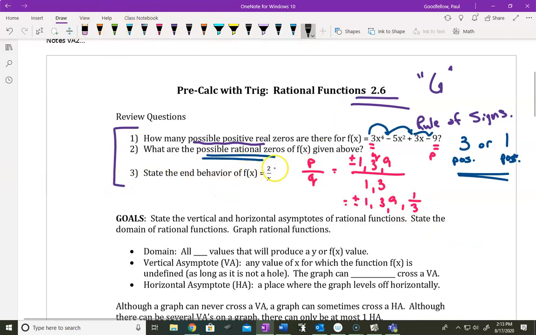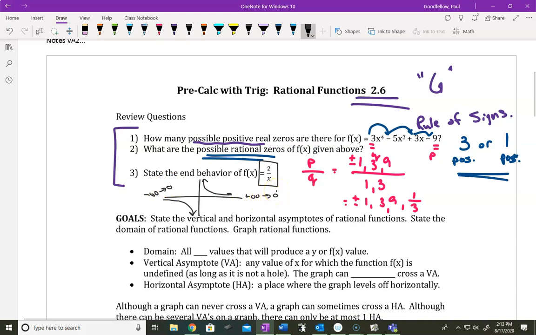End behavior for 2 over x. This is something we're going to be focused on for the next couple of sections, looking at what these graphs look like. The general shape that 2 over x would generate is a rational function that would look like this, and its end behavior, if it's going towards negative infinity, would be heading towards 0. And if it was headed towards positive infinity, it'd be headed towards 0 as well.